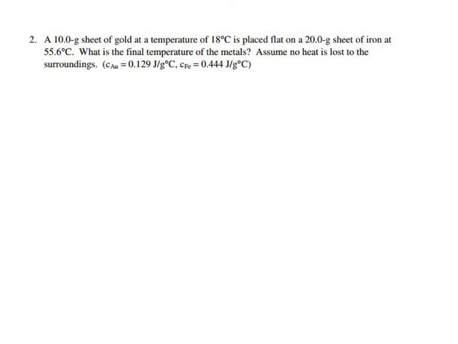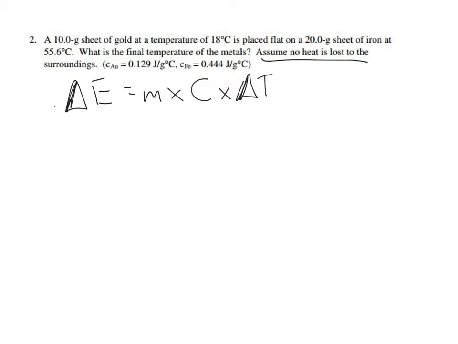Okay, so we're looking at now taking two objects at two different temperatures, two different masses, two different specific heats, and putting them together until they reach an equilibrium. So one is going to warm up, one is going to cool down as they exchange energy. And we're going to use the formula that the change in energy is equal to the mass of the substance times its specific heat times the change in temperature. And we're going to assume, since no heat is lost, that the change in energy of the gold metal is equal to the change in energy of the iron metal.